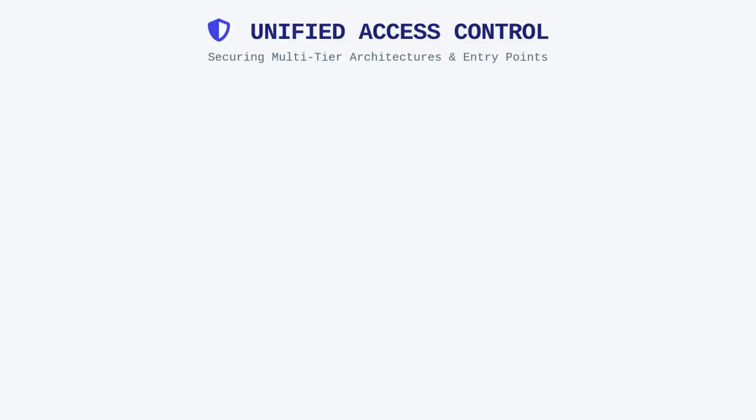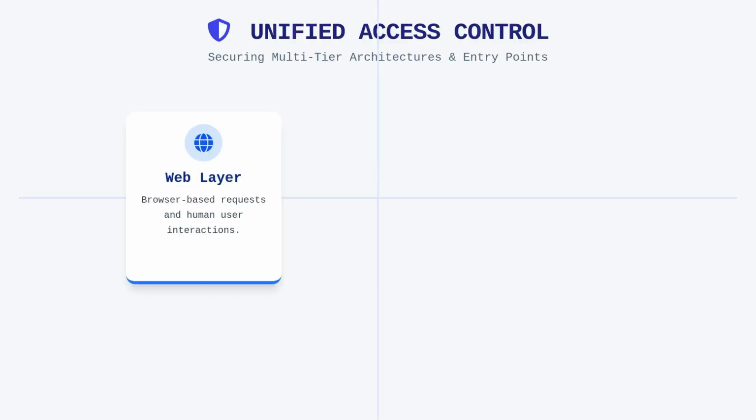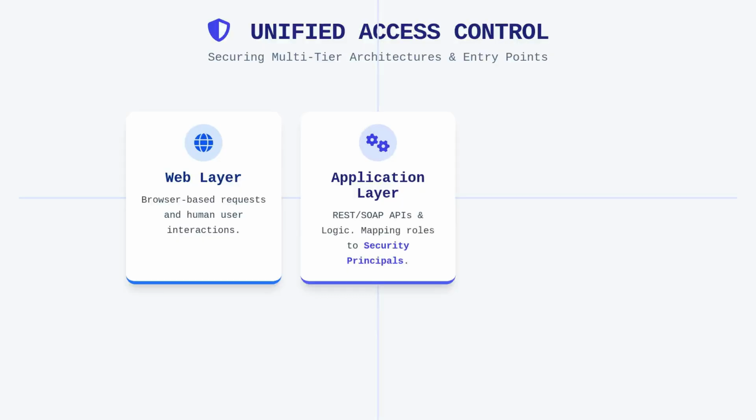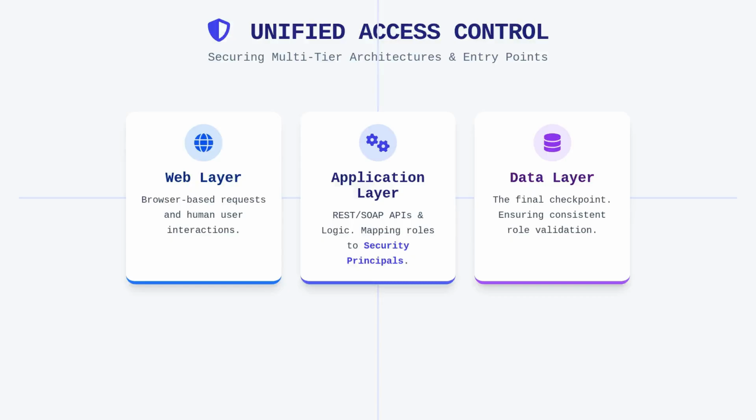Complexity increases when you consider the interaction between multi-tier architectures in these access controls. In a standard deployment consisting of a web server, an application server, and a database layer, the role validation logic must be consistent across the board to prevent unauthorized access through alternative entry points like web services or batch interfaces. Developers often overlook the fact that REST or SOAP integrations also require a clear mapping of roles, as an API user is just another security principal within the system.